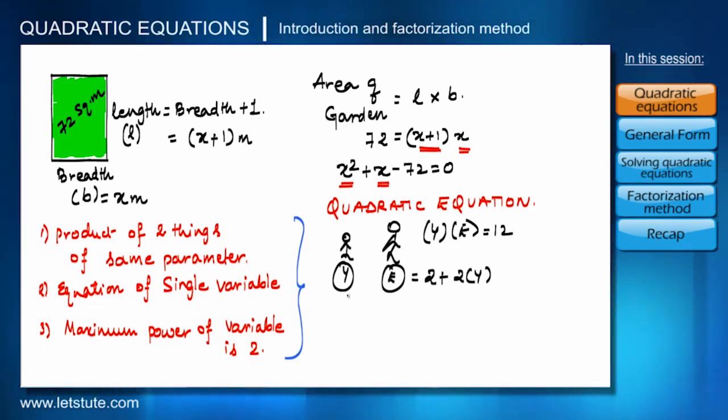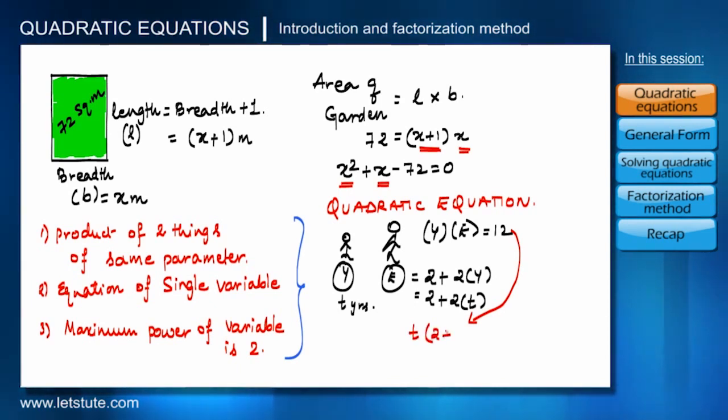That means if I take the age of the younger brother as t years, then the age of the elder brother will be 2 plus 2 into the age of the younger brother, that is t. And according to this condition, the product of their ages, that is the younger one is t and the elder one is 2 plus 2t, will be 12. So on calculating and rearranging them, we will get 2t square plus 2t minus 12 equal to 0.